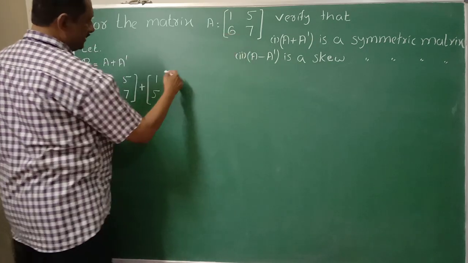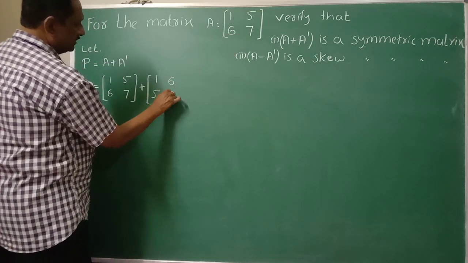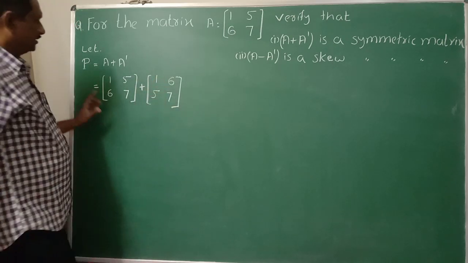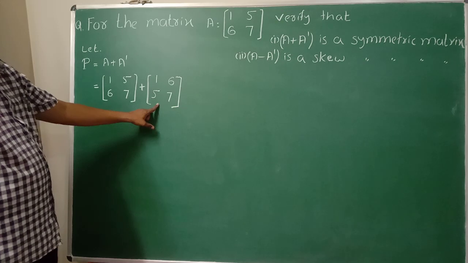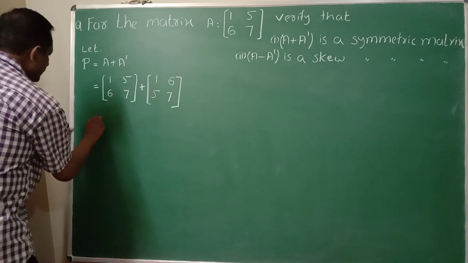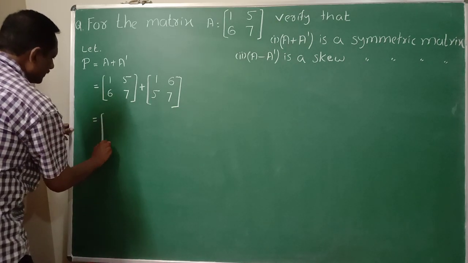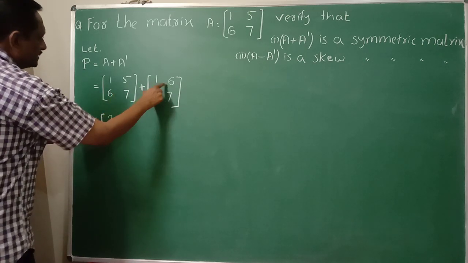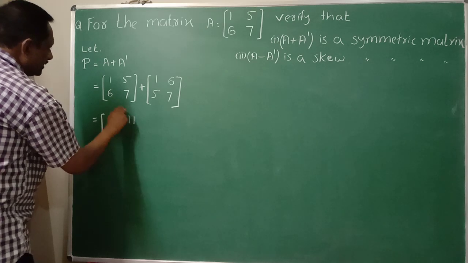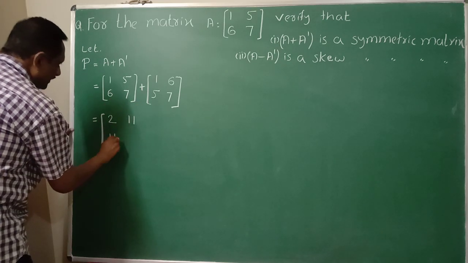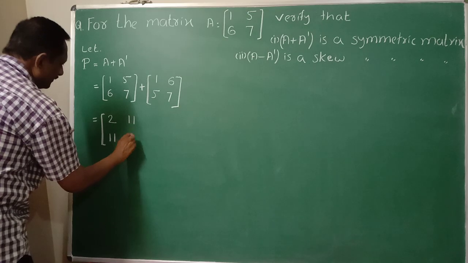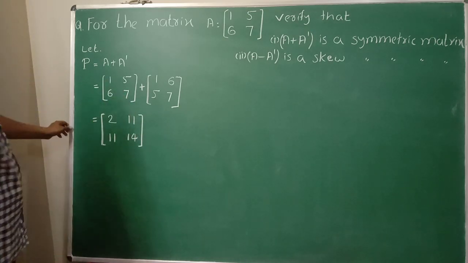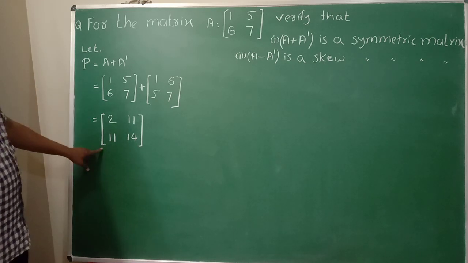Then 6 7 written in the column. So this is matrix A and this is matrix A dash. Then add them. This is equal to 1 plus 1 becomes 2, 5 plus 6 is 11, 6 plus 5 is 11, 7 plus 7 is 14. So this is matrix P.